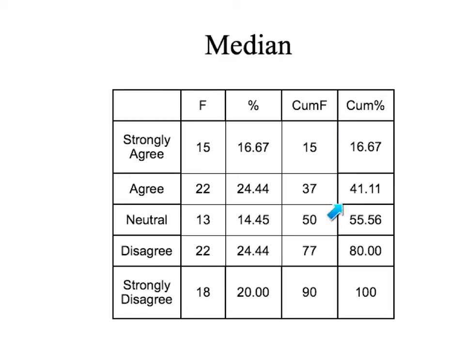So I'm just going to scroll down. The first category that goes above 50%, that's the category that has the median. So in this case, my median corresponds to 55.56%, which is the category of neutral. It's really important that you remember that the category is what the median is and not the percentage. So the median here is neutral, which means that half the respondents are neutral and below and half the respondents are neutral and above.